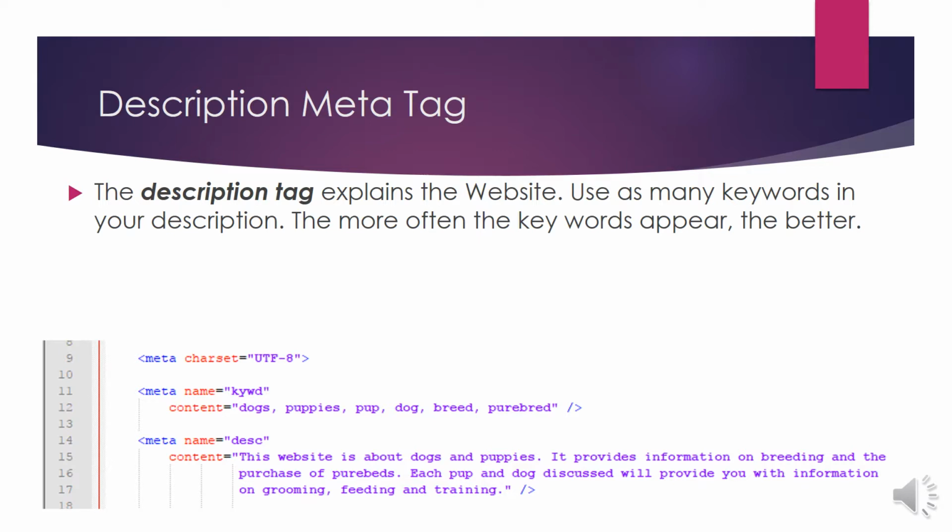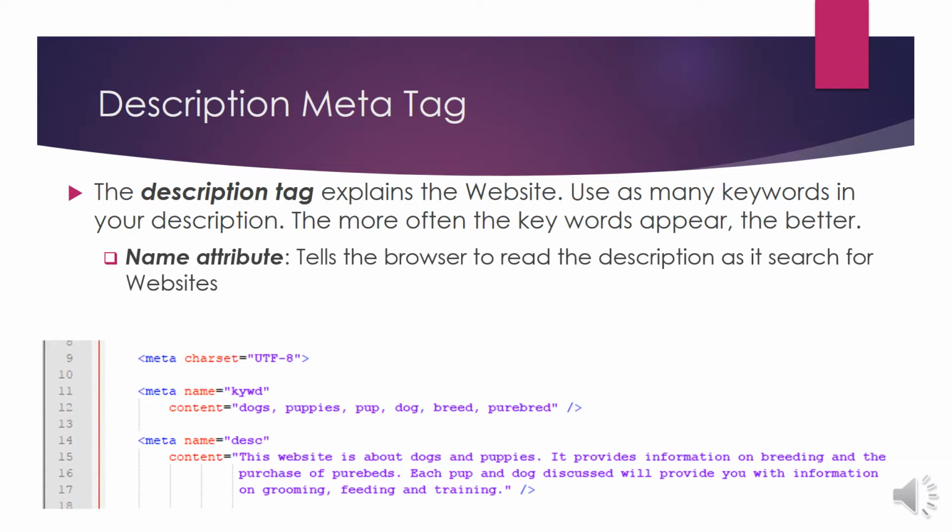We've looked at the keyword meta tag. Now looking at a description meta tag. This tag explains the website, what the website's about, the purpose. In this description tag, you want to use as many keywords in your description as you can. The more keywords appear, the better it is.